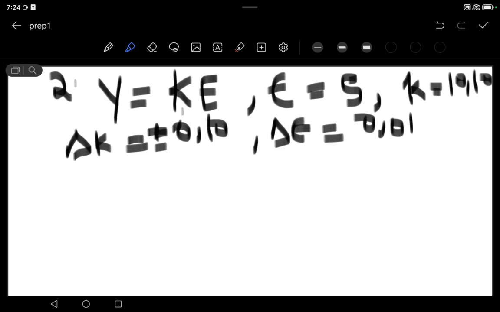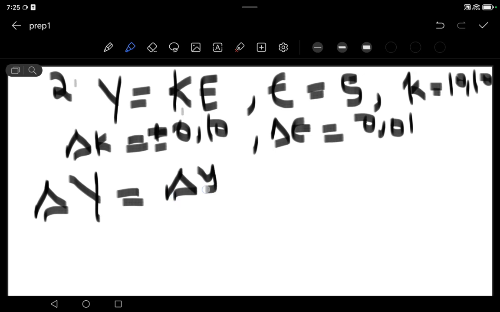Okay, it's fine. To derivate this, we want the derivative of Y with respect to K and E. This is the product of K and E, which means we're going to use the product rule. It's going to be change in Y equals. Since we are derivating Y with respect to K and E, here it's going to be a change in Y over change in K.